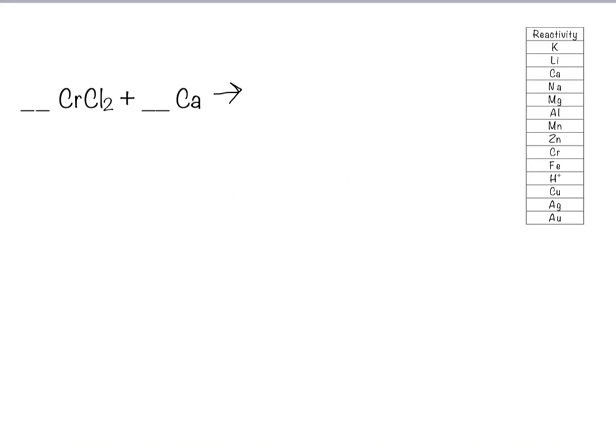Alright, in this example, we've got calcium that's going to be trying to replace the chromium. The metal will replace the metal. And calcium is definitely higher than chromium since calcium is more reactive than chromium. This reaction will occur. Calcium is 2 plus. Chlorine is 1 minus, so the formula is CaCl2. And then the other product given off is going to be metallic chromium. And as you notice, this one is already balanced. We don't have to do anything else to it.